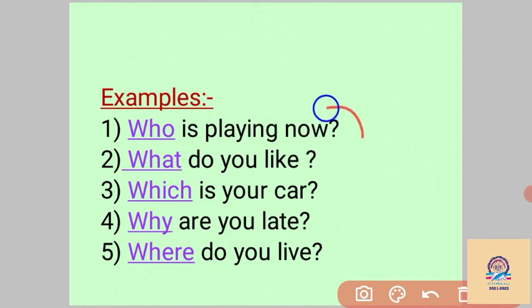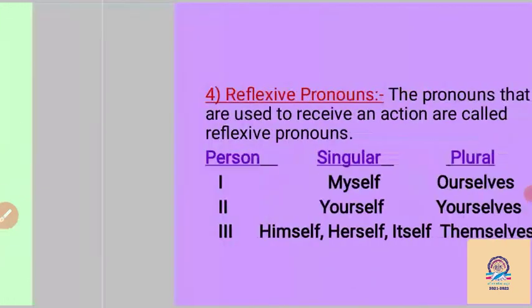Also, there is one keyword: we have to put the question mark at the end, so that is one key identification. We can easily identify the interrogative pronoun by checking that a question mark is given at the end. So in short, interrogative pronouns are used to ask questions in a sentence.